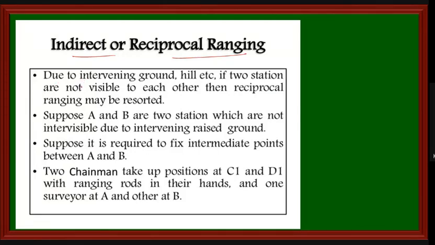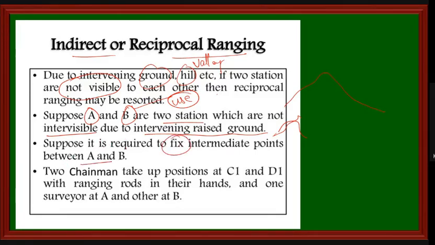Due to intervening ground like a hill, valley, etc., if two stations are not visible to each other, then reciprocal ranging can be used. Suppose stations A and B are two stations which are not intervisible due to intervening raised ground. Raised ground means there is a little bit of a hump like this. Suppose it is required to fix the intermediate points between A and B.